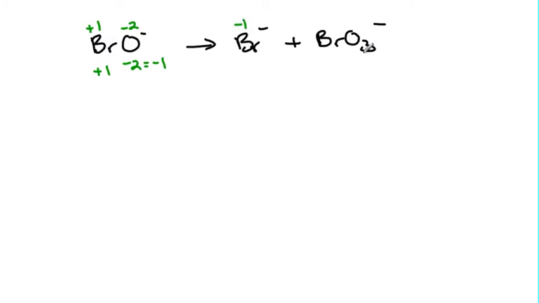Again, bromine here, but there's oxygen, so oxygen becomes -2. That makes it a -6. Now this negative makes a total of -1, so this bromine has to be a positive. So it has to be a positive 5. There's only 1, so we have a positive 5.